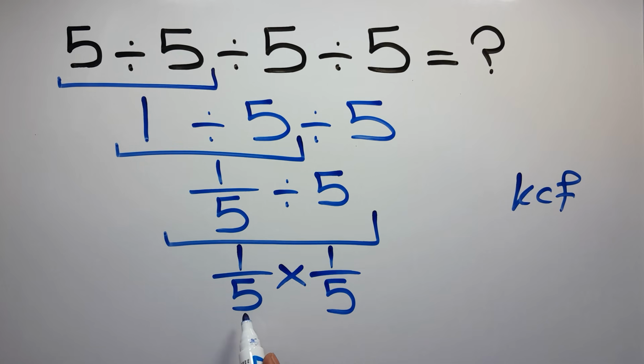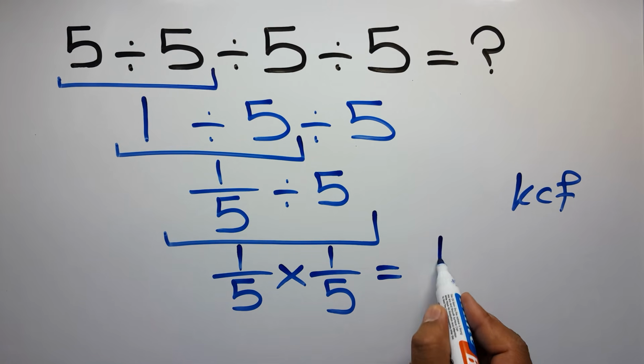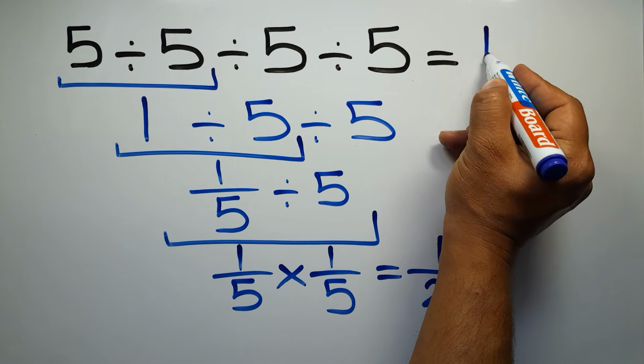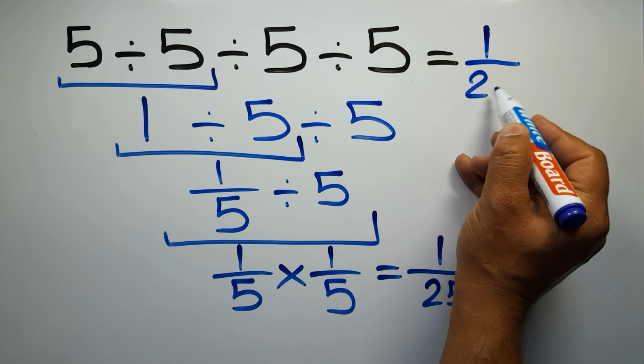So we have 1 over 5 times 1 over 5, which equals 1 times 1 gives us 1. So 1 over 5 times 5, which equals 25. So 1 over 25. And this is our final answer to this problem. The correct answer is 1 over 25.